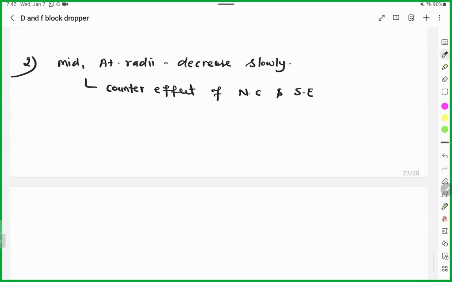Okay. And the third part, if you see in the end, atomic radii is increasing. Barinder, what is the reason?